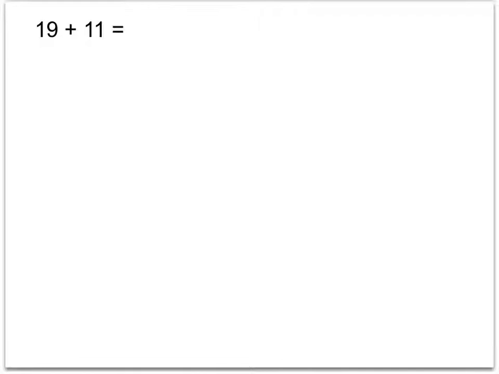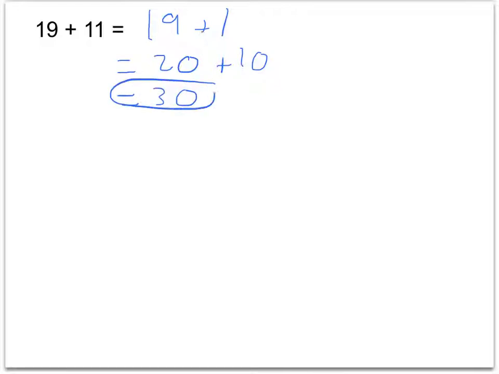And so what they might do is say, well, let's take 19 and then add 1. And so the 19 plus 1 is 20. So they made a 10. And then they say, well, I need to add 10 more because 11 is 10 plus 1. And so then they said, well, 20 plus 10 is equal to 30. And so there's their answer. Well, that's the correct answer, but they made a mistake there, two mistakes in their equations.